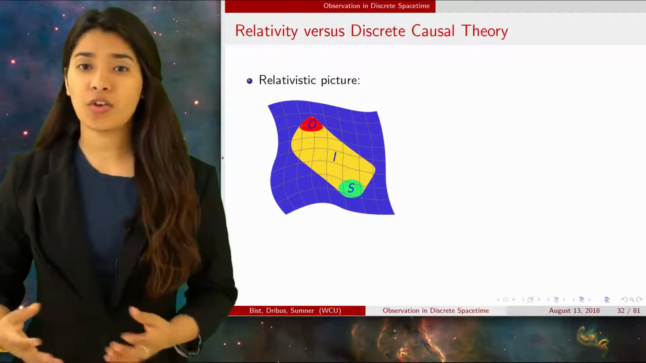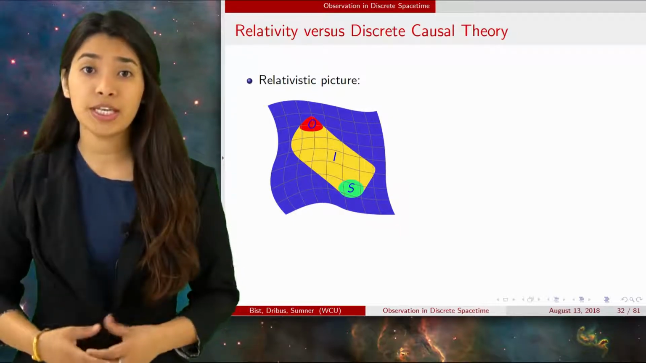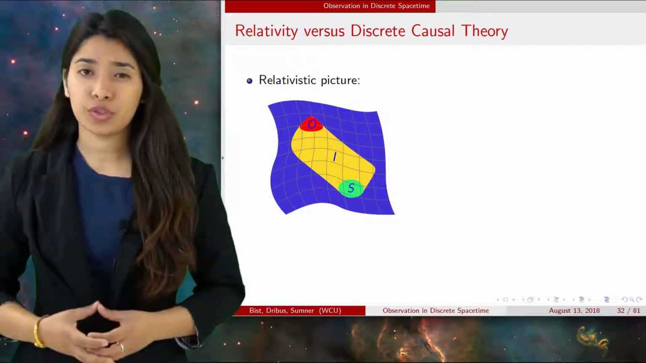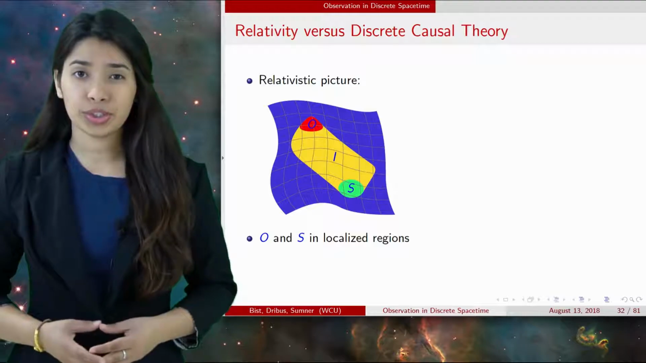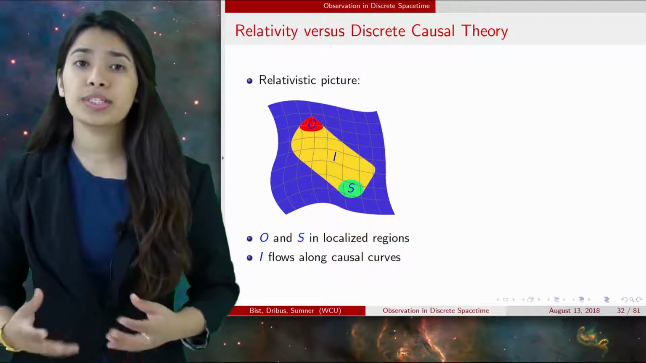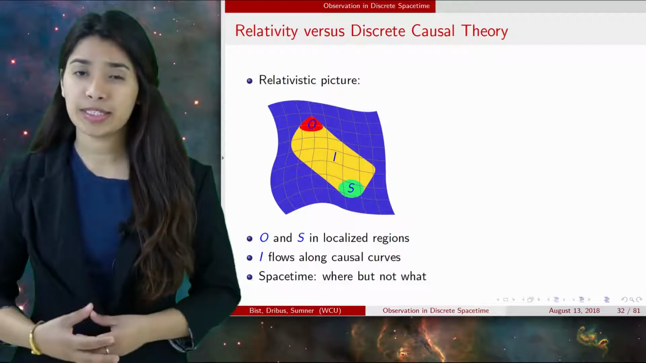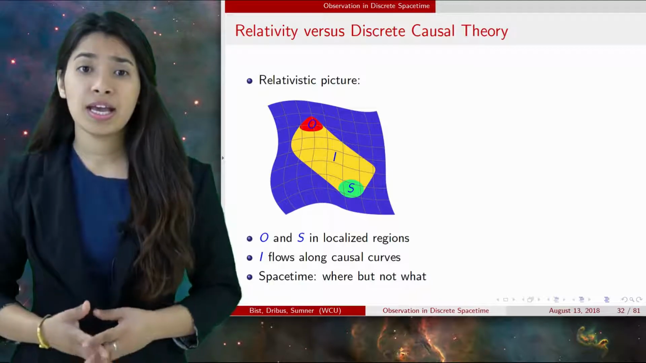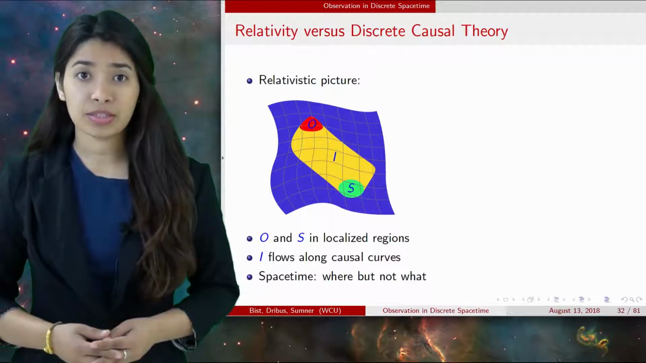Before going into details of observation in discrete spacetime, it is useful to preview the basic contrast between observation in general relativity and observation in discrete causal theory. In general relativity, an observer O and an observed system S inhabit localized regions of the spacetime manifold, colored red and green in the picture, and the information flows from S to O along the causal curves through the yellow region. Notice that the contrast between the spacetime itself and the matter-energy content of the spacetime comes into play here. Remember that general relativity isn't perfectly background independent, in the sense that it does not treat spacetime and matter-energy as emergent aspects of a unified fundamental structure.